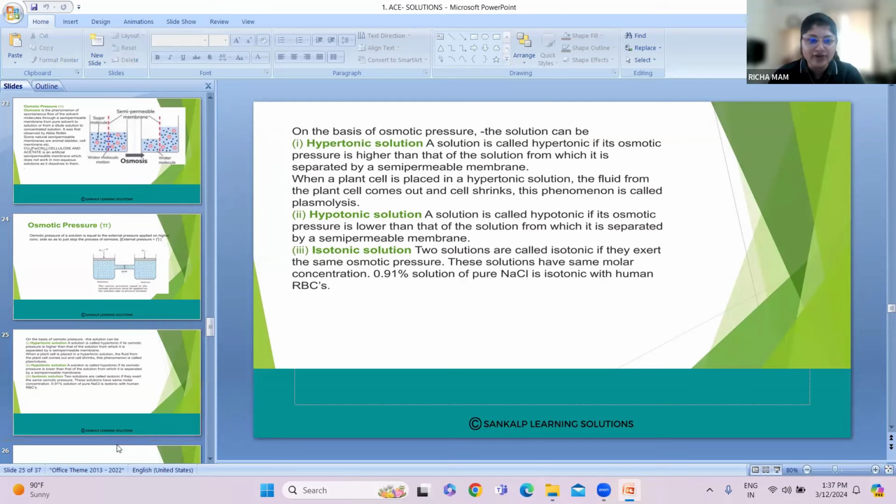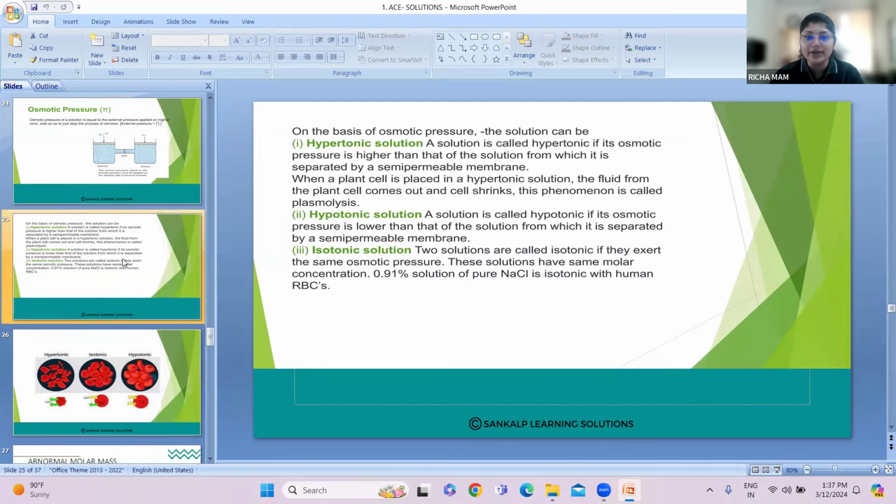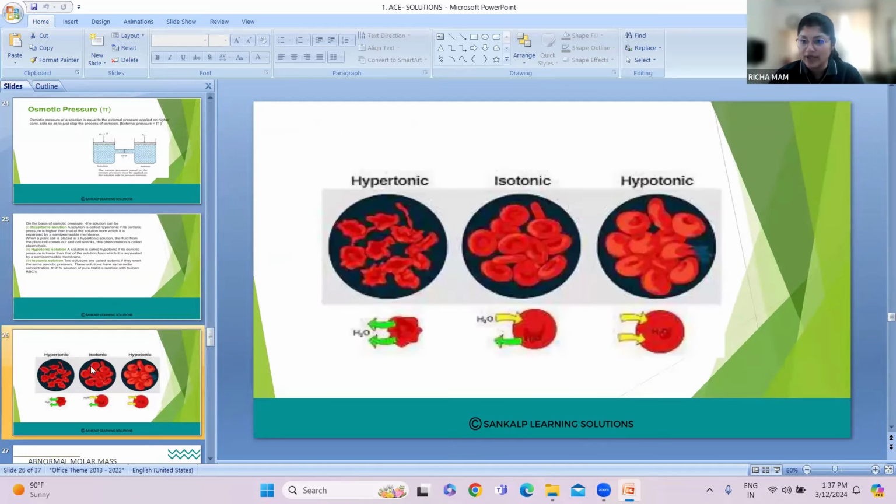So we have seen this particular diagram, here you can see. Whenever you are comparing two solutions and their osmotic pressure is the same, osmotic pressure is nothing but your concentration. So osmotic pressure, as we have seen, is directly proportional to concentration. So if the two solutions have the same concentration, then they are said to be isotonic solutions.